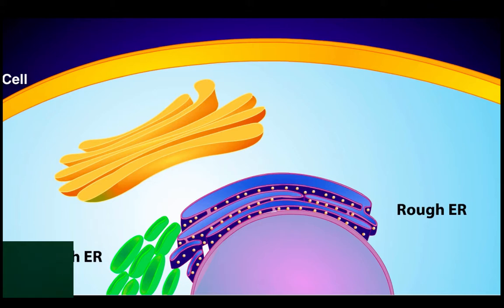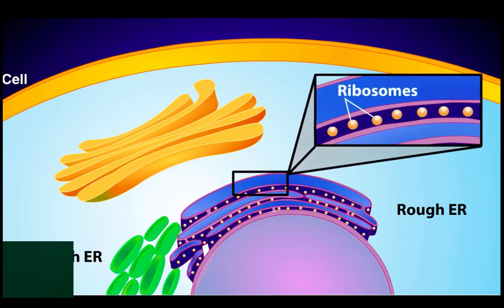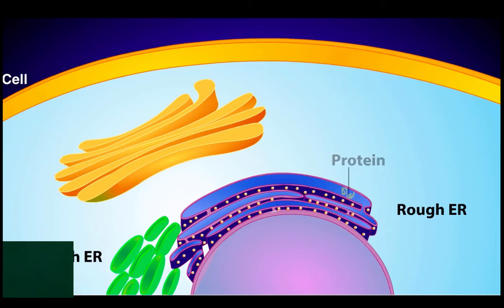There are two types of endoplasmic reticulum, rough and smooth. The rough endoplasmic reticulum, or rough ER, is studded with ribosomes. These ribosomes are what give the rough ER its rough appearance. Ribosomes are responsible for producing proteins, which are packaged in the transport vesicles and carried to the Golgi Apparatus.